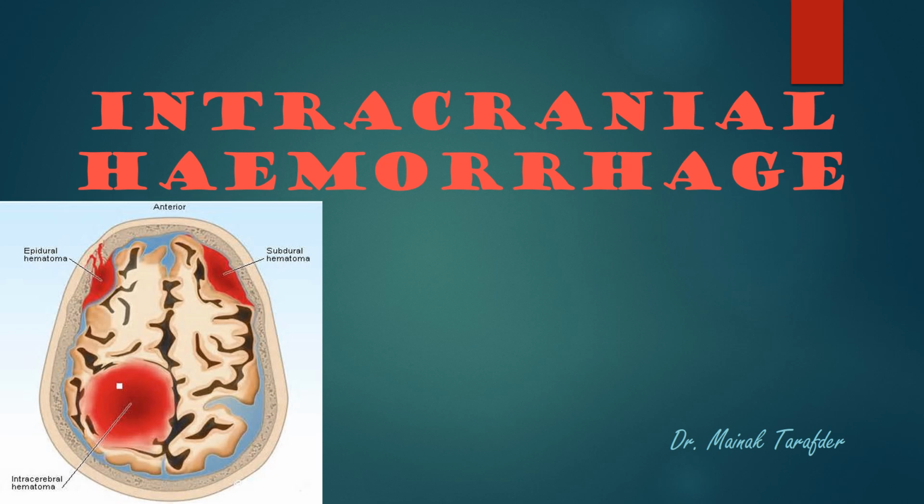Today we'll start the last part of the head injury chapter, that is intracranial hemorrhage. This is the most important part of this chapter. Intracranial hemorrhage means collection of blood within cranium. So within cranium we have the brain, meninges, cerebrospinal fluid and the potential spaces in between the different layers of meninges.